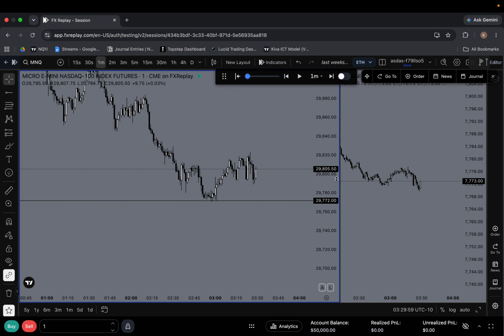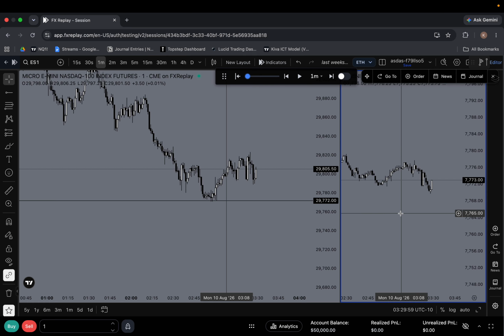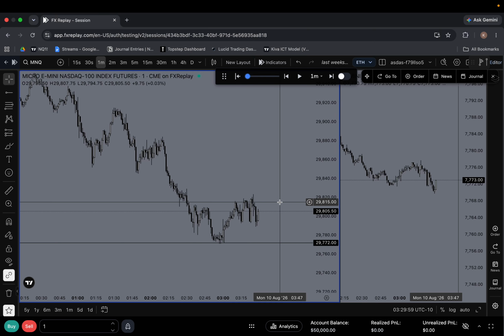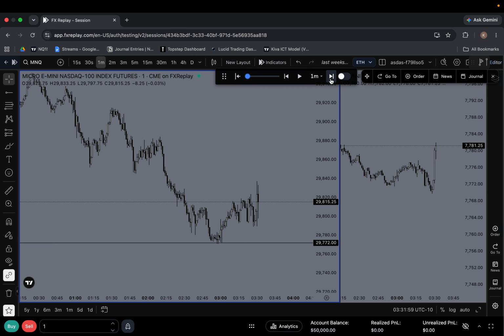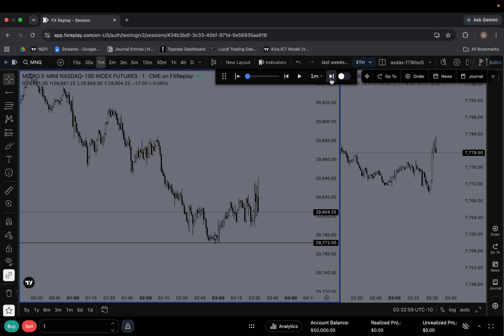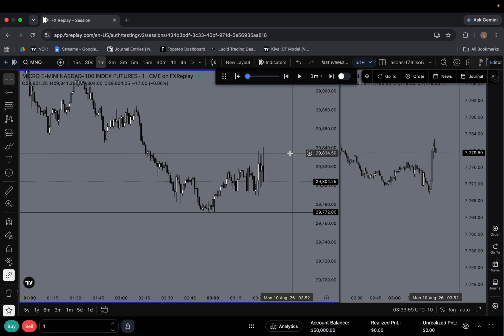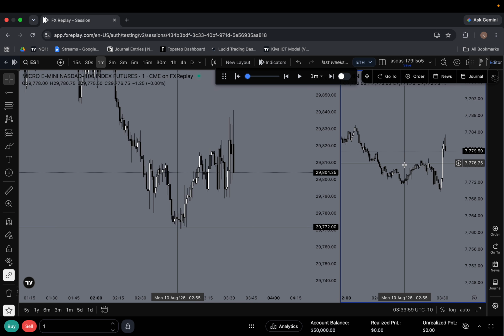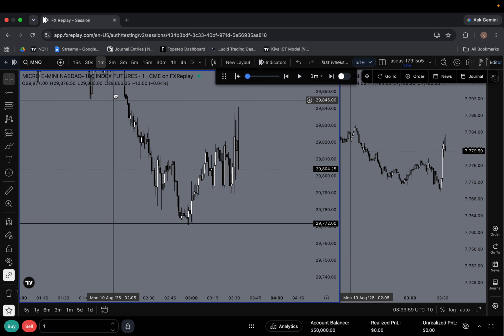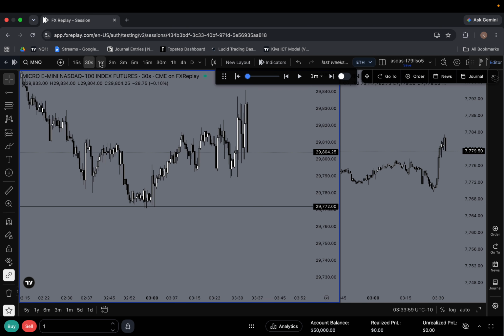I don't like to marry biases. I'd rather just read and react to what price is giving. I think that's the better way to trade, because if you marry a bias, you're like, I only want to take longs, but sometimes it's better to short. So right here, what I'm noticing is, let's see if we have any deviations we can mark out.